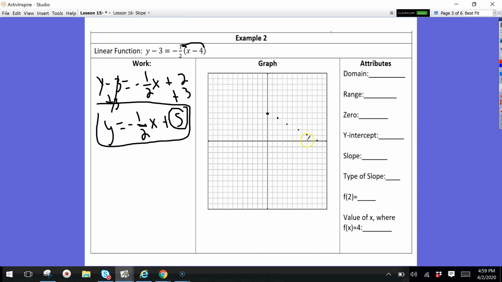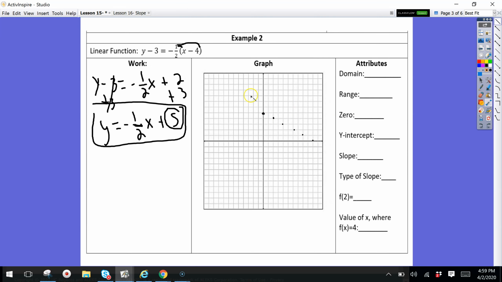Usually if I have my x-intercept and my y-intercept, I think I'm good. I don't need any more points as long as I can identify what those are. And then we make our line that goes through this the best way that we can.